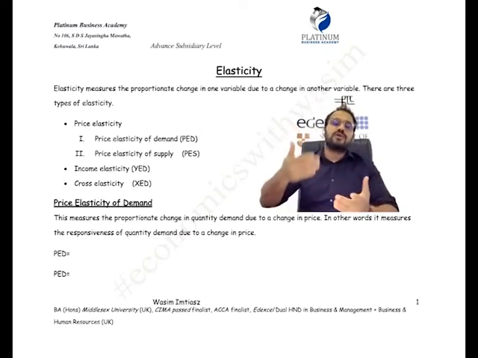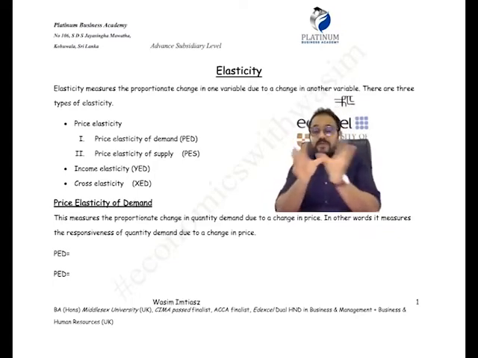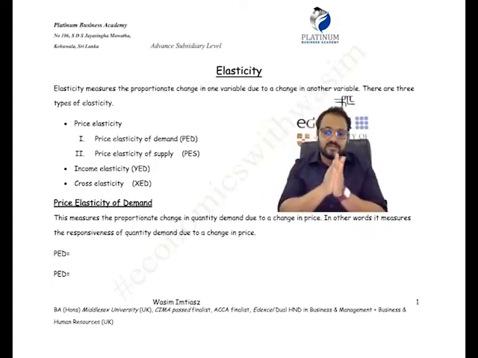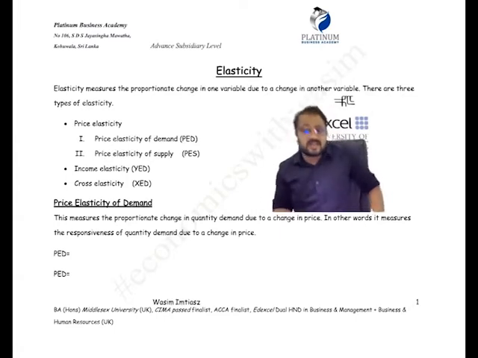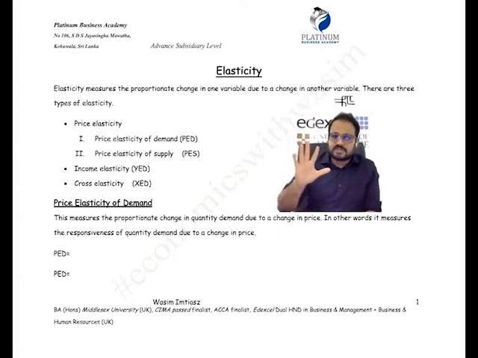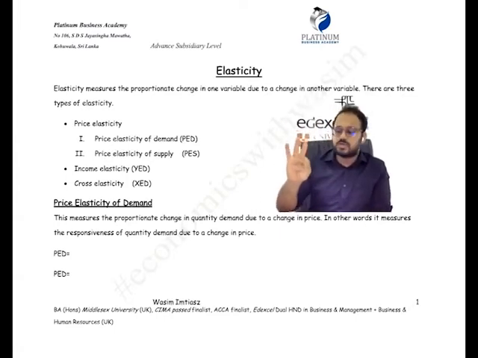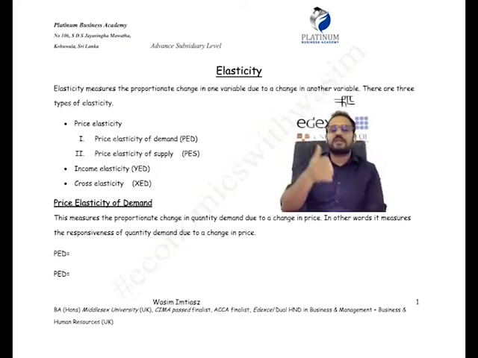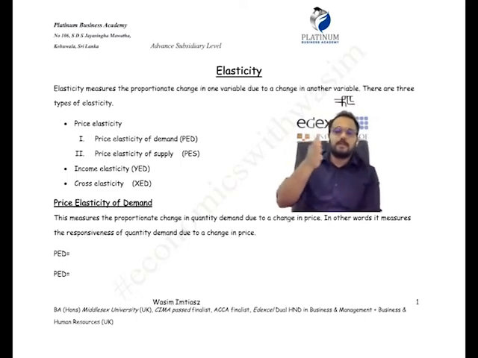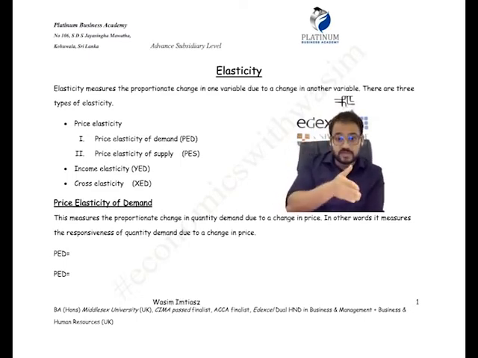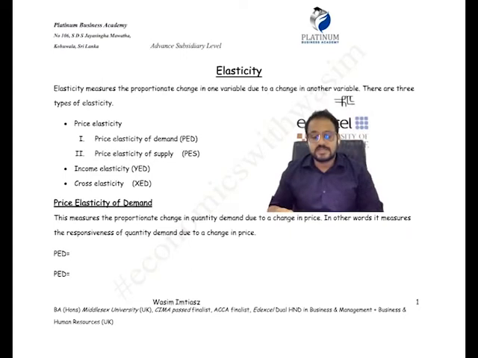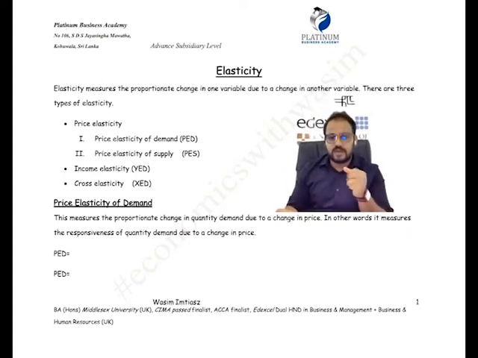But I'm not going to teach anything too advanced. I'm going to teach very basic knowledge on elasticity. Fine. When it comes to elasticity, there are three types: price elasticity, cross elasticity, and income elasticity. Under price elasticity, it can be further divided into two, known as price elasticity of demand and price elasticity of supply. What is price elasticity of demand?